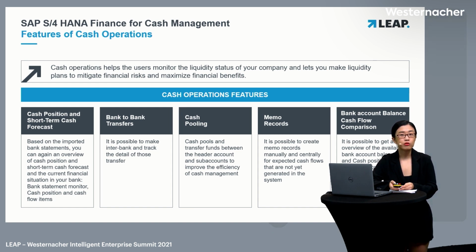Then there is bank-to-bank transfer. There it is possible to make interbank transfers and track the details of those transfers. Cash pooling is also something. Cash pools transfer funds between the header account and sub-accounts to improve the efficiency of cash management. Next one is memo records. There, it is possible to create memo records manually and centrally for expected cash flows that are not yet generated in the system.